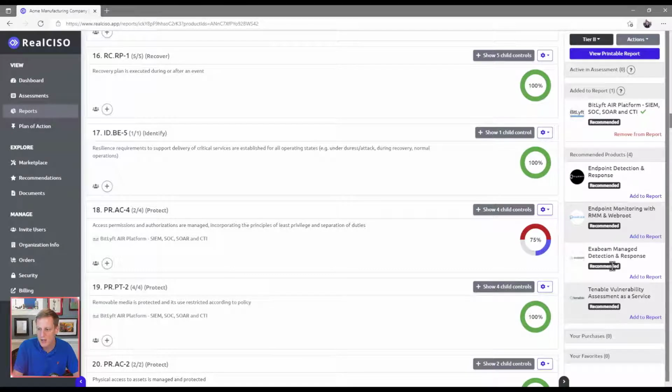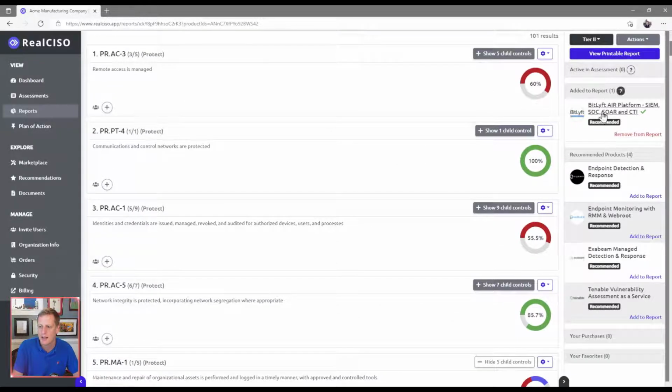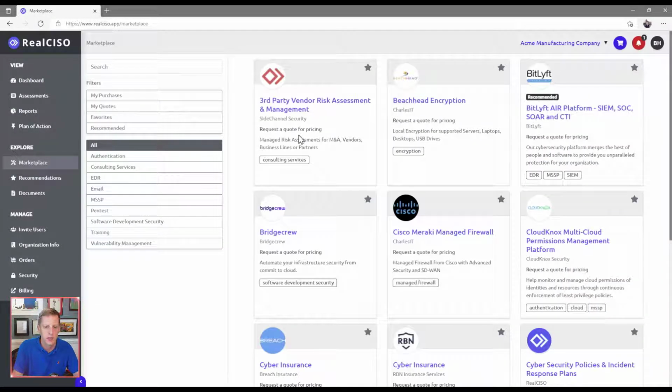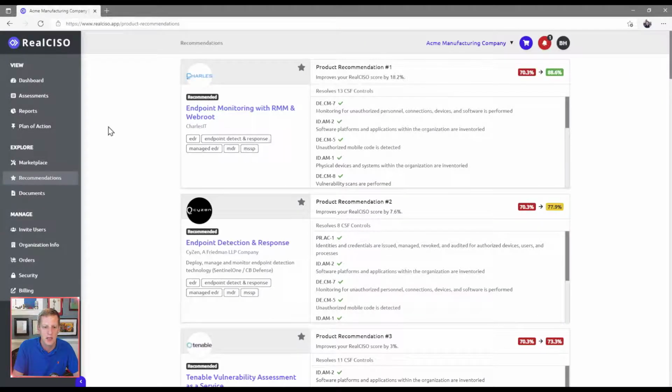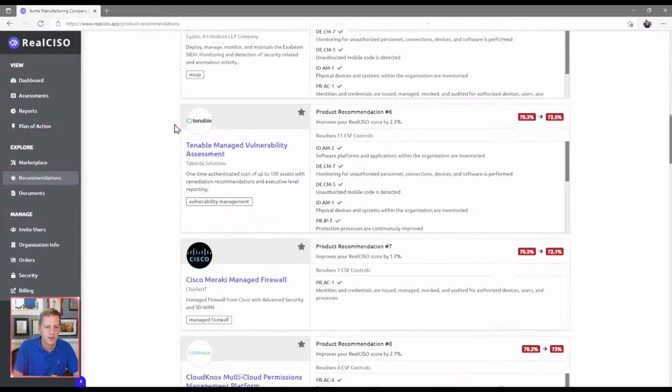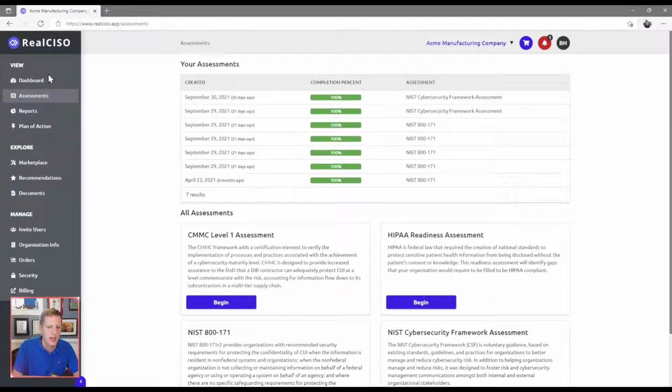And we have a variety of products that are initially recommended based on the criticality, but at any time you can move into the marketplace and look at all products or just jump right to recommendations and see all products here by recommendations. So just some ideas on how to use realciso.io.